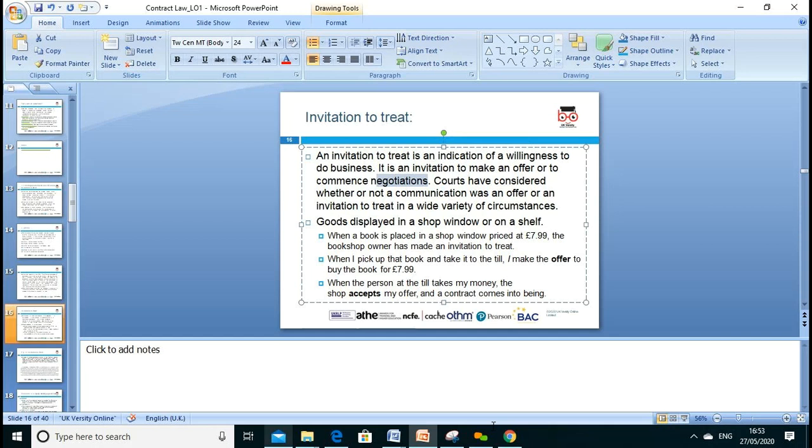Goods displayed in a shop window or on a shelf. When a book is placed in the shop window at a price of $7.99, the bookshop owner has made an invitation to treat. When I pick the book up, take it to the till and make an offer to buy the book for $7.99, and the person at the till takes the money, the shop has accepted my offer, and a contract comes into force. Can we cancel the contract?